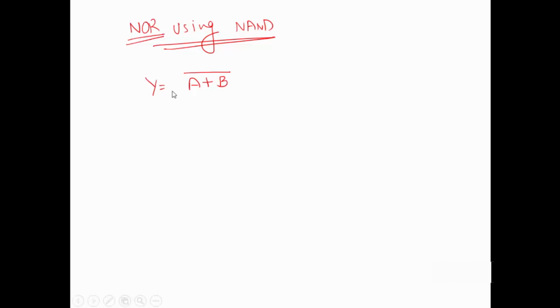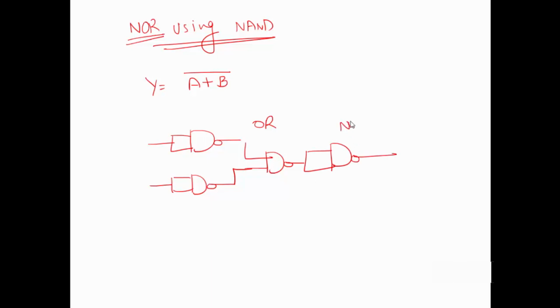Now suppose implementing the NOR gate using NAND. With the same trick, NOR, you all know, is A plus B, whole bar. So OR you have already seen. How to implement OR? This was the OR. Just implement one more NOT gate, it will become NOT of OR, which is nothing but NOR.